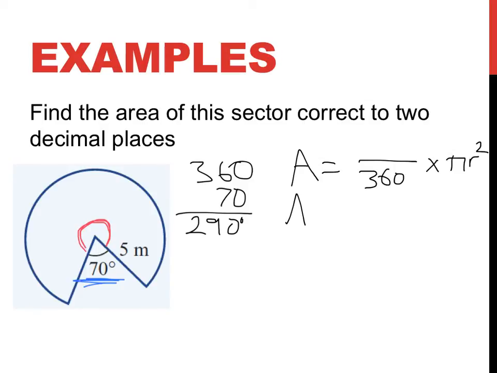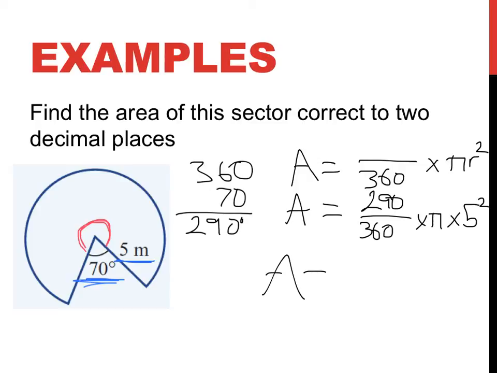So my area is 290 over 360 times pi times, now I'm writing that times in there for you, this radius is labeled as 5 meters, so times 5 squared. And if I put that in on my calculator and I round to 2 decimal places, I get 63.27 meters squared.